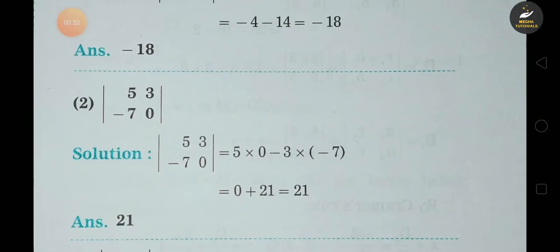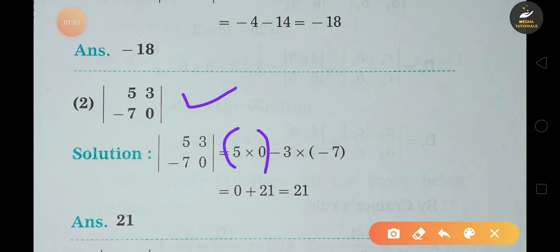Question 2, the determinant is 5, minus 7, 3, 0. So start with the left top, that is 5 into 0 in one bracket minus 3 into minus 7 in another bracket. So 5 into 0 is 0, minus into minus will be plus, and 3 into 7 will be 21. So 0 plus 21, you will get 21 as the final answer.